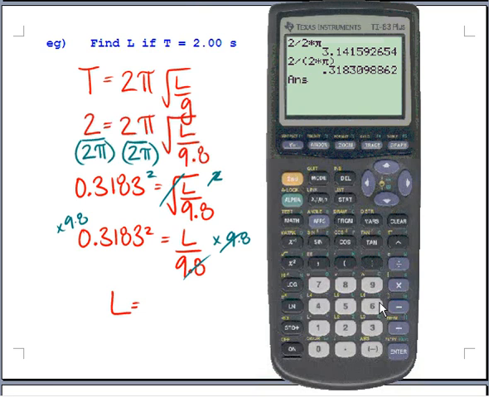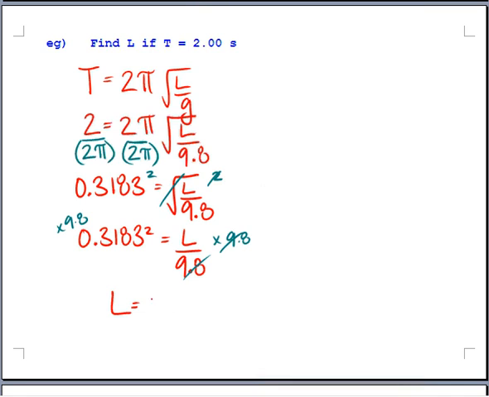I'll even use my answer button here. So the answer squared, 0.3183 squared times 9.8. Looks like it's 0.993 meters.